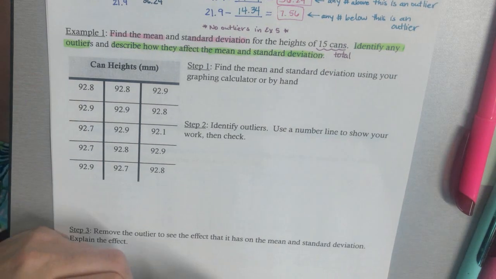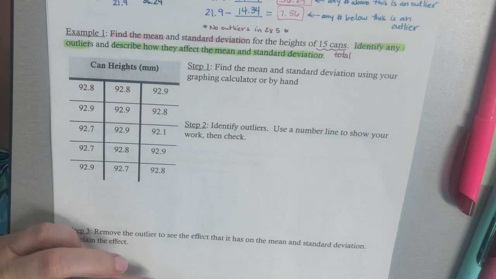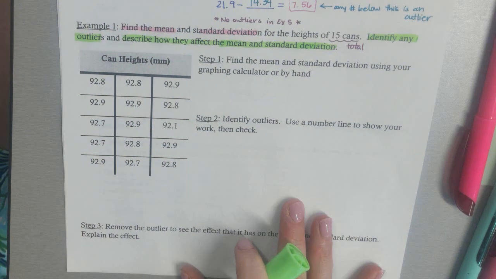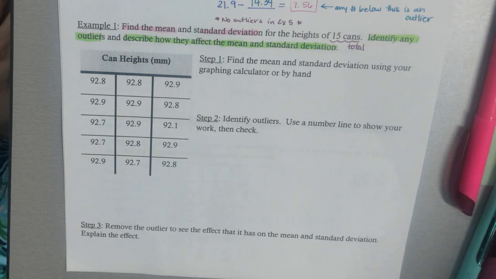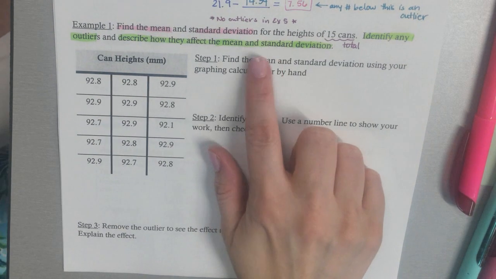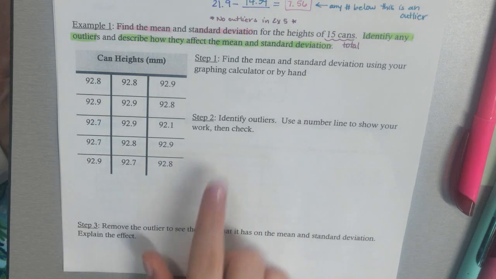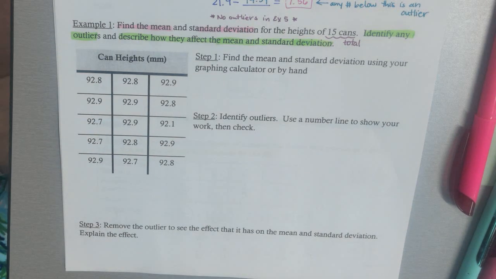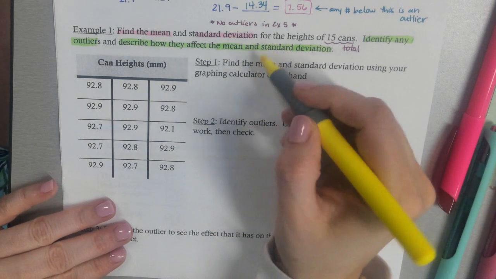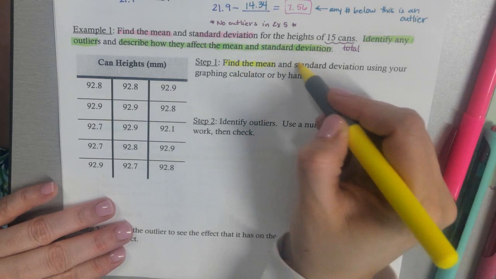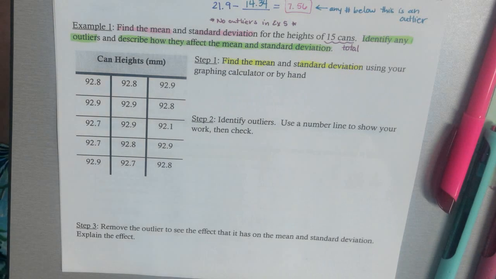So something that's really big in statistics is explaining how those values either affect data or why they work a certain way. So explanations are going to be really important in this section and then on your upcoming quiz as well. So what we're going to do for this is find the mean and the standard deviation, and you can choose. You can do this by hand, okay?